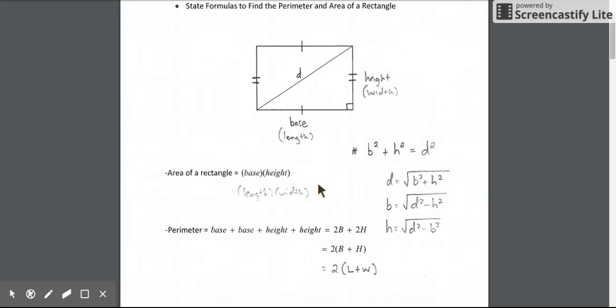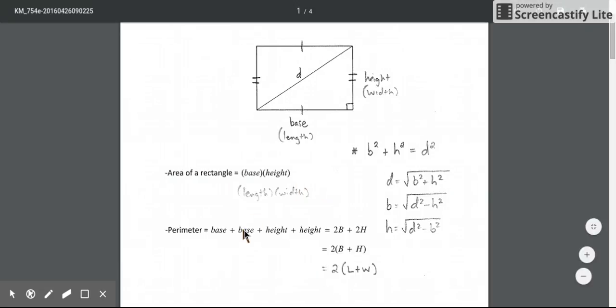To find the perimeter, slightly different from a square, we have two equal sides, two pairs of opposite congruent sides. So if we have two bases that are the same, we could just multiply the base by 2. If we have two heights that are the same, rather than add, we could multiply that by 2. And since both of these are being multiplied by 2, we could actually factor a 2 out to simplify our formula and say that it's just double the sum of the base and the height, or double the sum of the length and width.